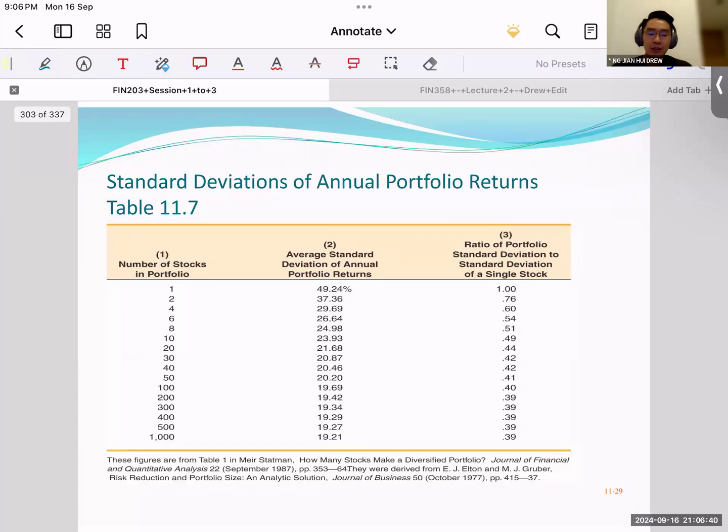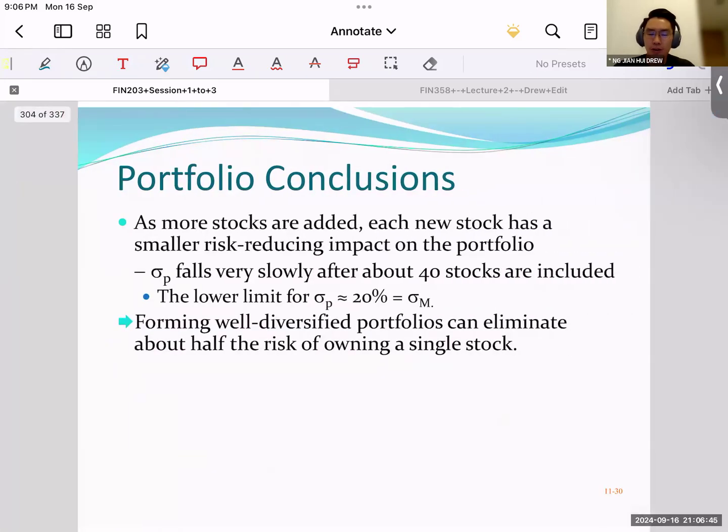So the question now is, how many stocks should I put in my portfolio? Should I put 1 million stocks, 10,000 stocks, or 20 stocks? How much of the unsystematic risk can be diversified? Based on research and market data, up to around 40 stocks is the maximum you can diversify with. The unsystematic risk after you have more than 40 stocks doesn't decrease too much.